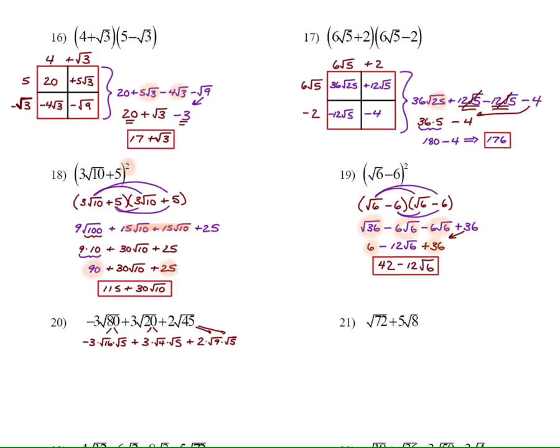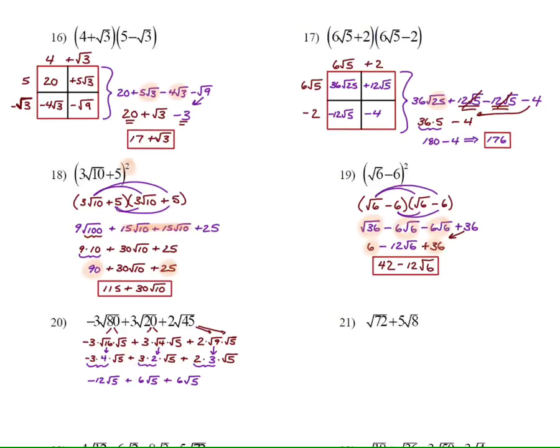So what all I've done there is taken each radical and broken it into 2 factors where one of them is a perfect square. And now I can simplify a little further. So I have negative 3 times, and that root 16 is a 4, times root 5, plus 3 times 2 times root 5, plus 2 times 3 times root 5. So now all I've done is simplify each perfect square, which then the numbers multiply on the outside, and you should get negative 12 root 5 for the first term, 6 root 5 for the second term, and 6 root 5 for the third term.